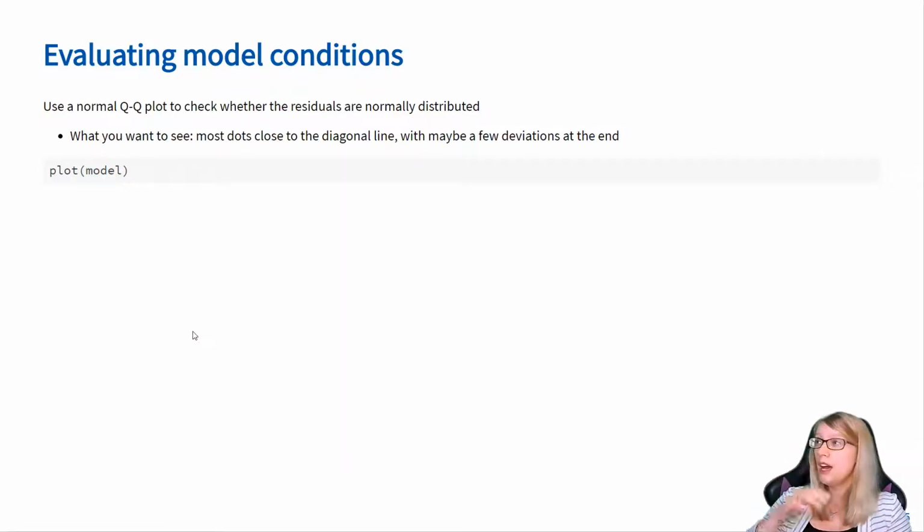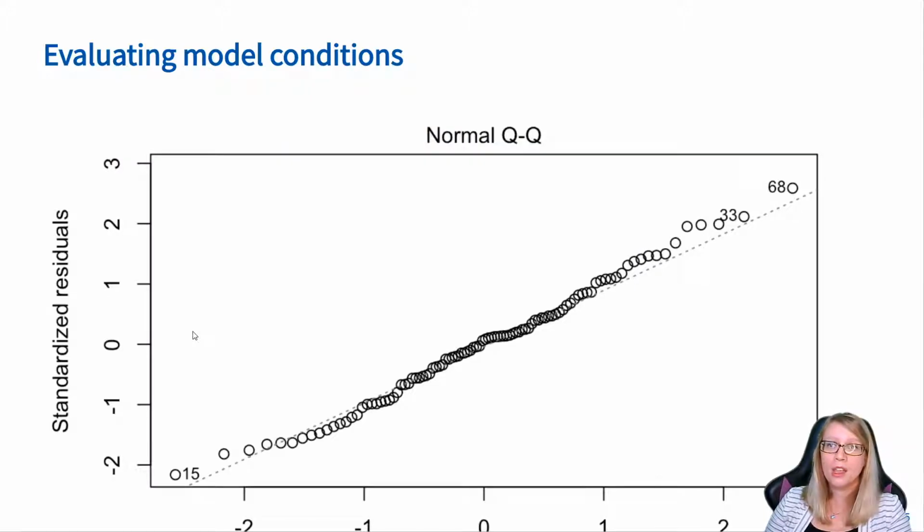In order to evaluate the normality condition a little further, we'll use a normal QQ plot. This plot can be used to check whether or not the residuals are normally distributed. We've looked at similar plots before. What you want to see here are most dots close to the diagonal line. There might be a few deviations from that diagonal. If there are, we'd like to see them at the ends.